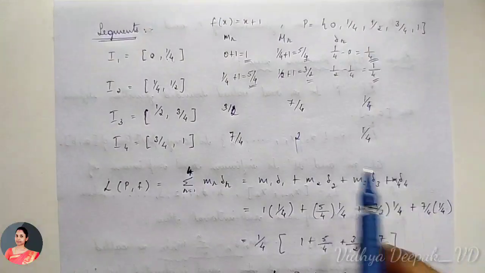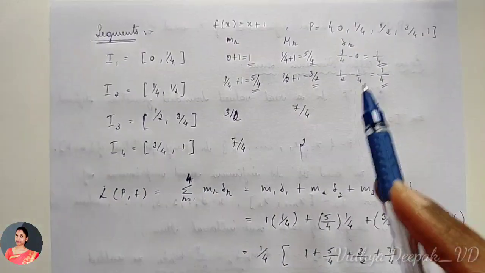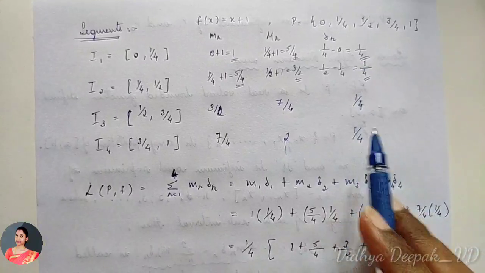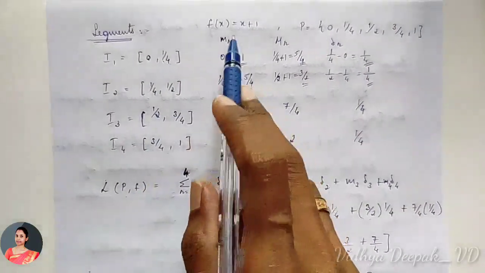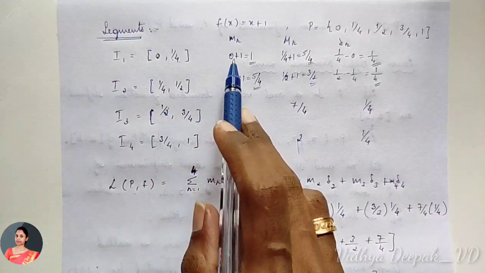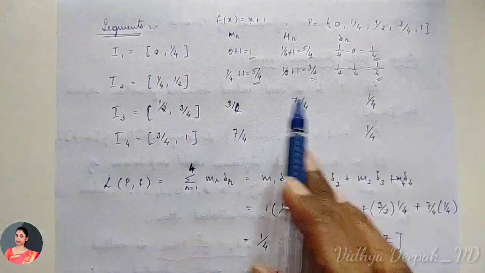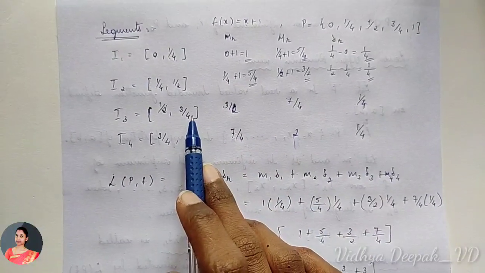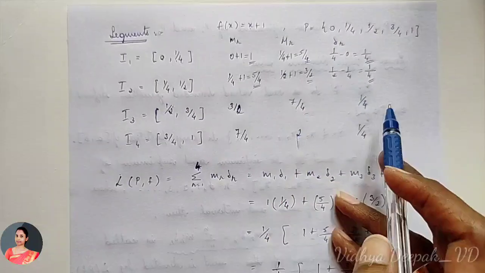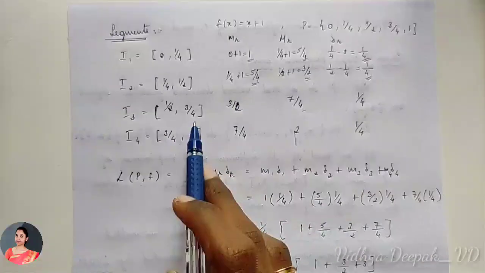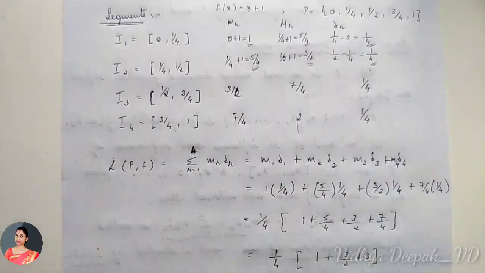Okay. Likewise for I3 and I4, I have found out MR, capital MR and delta R. Yes, the x value is this here, MR f of x, that is 1 by 2 plus 1. Likewise for supremum it is 3 by 4 plus 1. Here it is 7 by 4, and the length of the interval can be found using 3 by 4 minus 1 by 2. Likewise for I4 also we'll do.